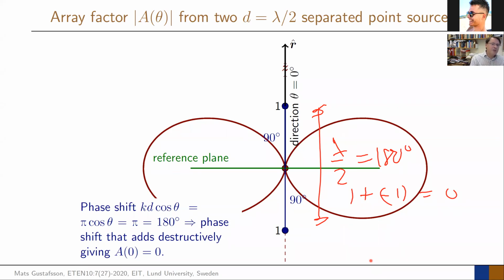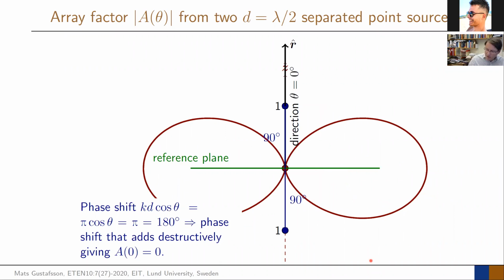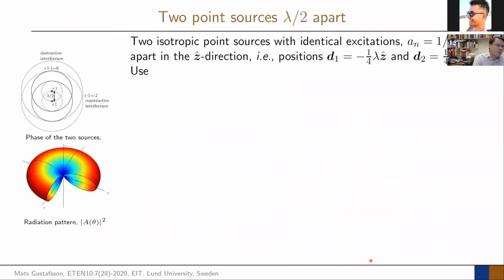So that means I get no radiation in that part, which the radiation pattern here also shows, because it has no amplitude at 0 degrees. So that is my array factor. Now let's take these cases here and compute the same thing.